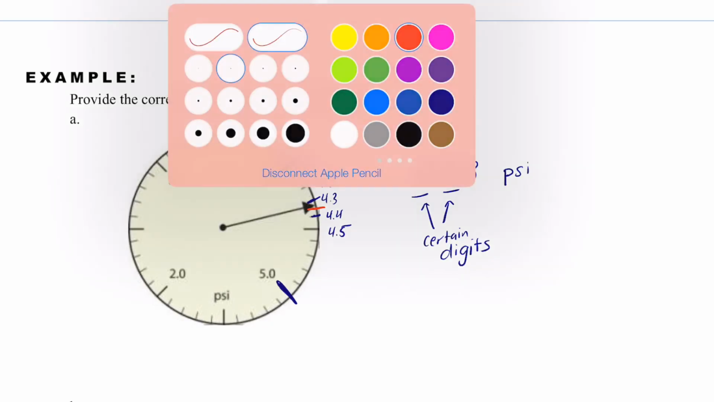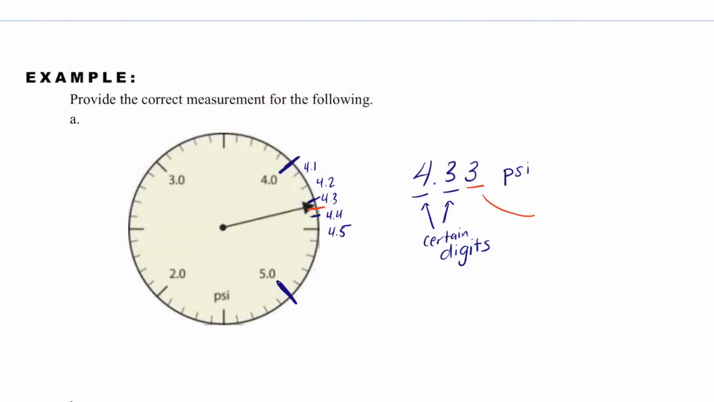And so this is going to be our uncertain, or our estimated digit. Okay, now this last one could be 4.31, 4.32, 4.33, or 4.35. It could be anything in that range because it's estimated. And so one person might estimate it something completely different than someone else.